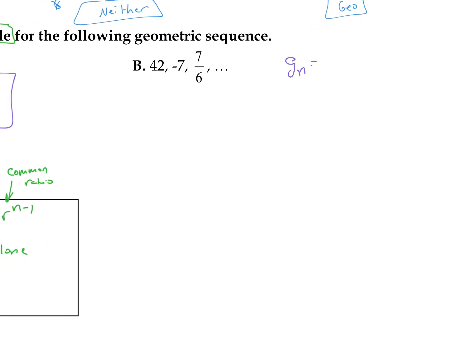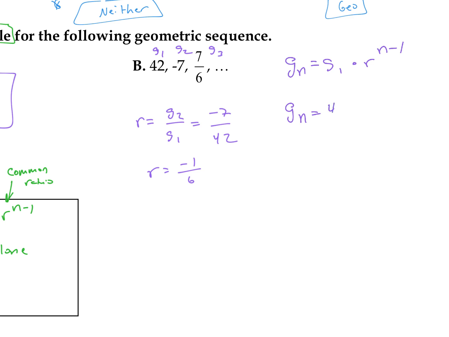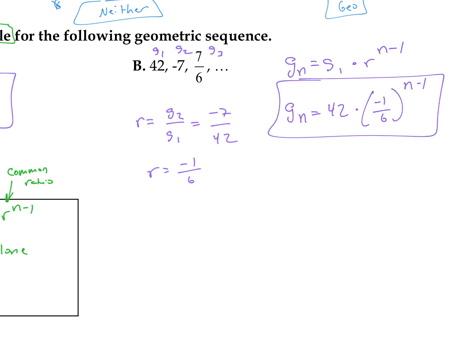Same thing. So g sub n equals g sub 1 times r to the n minus 1. G sub 1 is easy to find. G sub 2, g sub 3, doesn't matter unless you want to check it. So to find my r, remember it's g sub 2 over g sub 1. So negative 7 over 42. If I reduce this, that's negative 1 over 6. And you can see if I multiply 7, or negative 7, times negative 1 over 6, you get 7 over 6. So you're good to go here. So g sub n equals g sub 1, which is 42, times negative 1/6 raised to the n minus 1 power. And you got your formula.